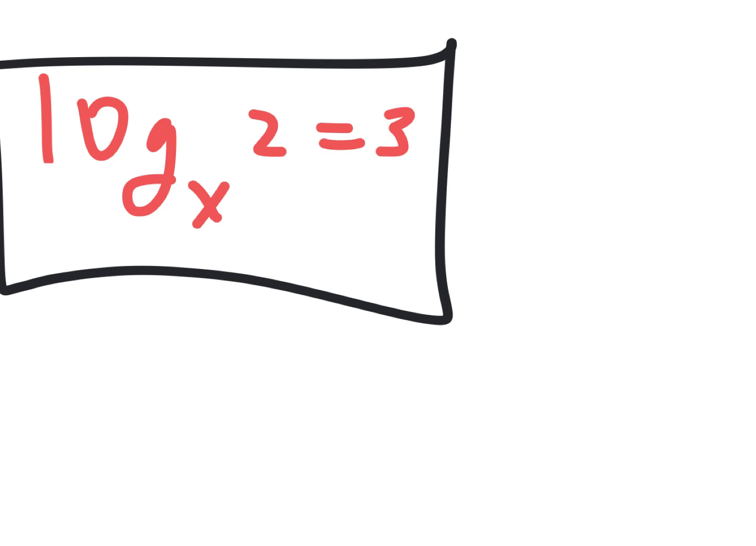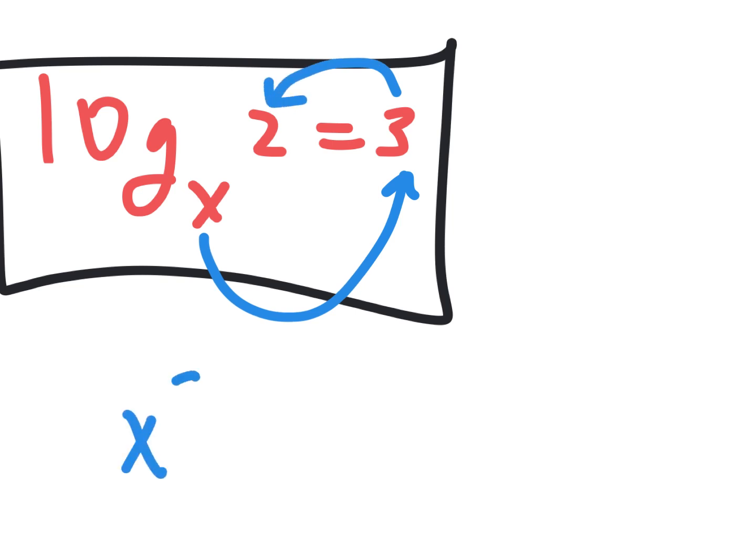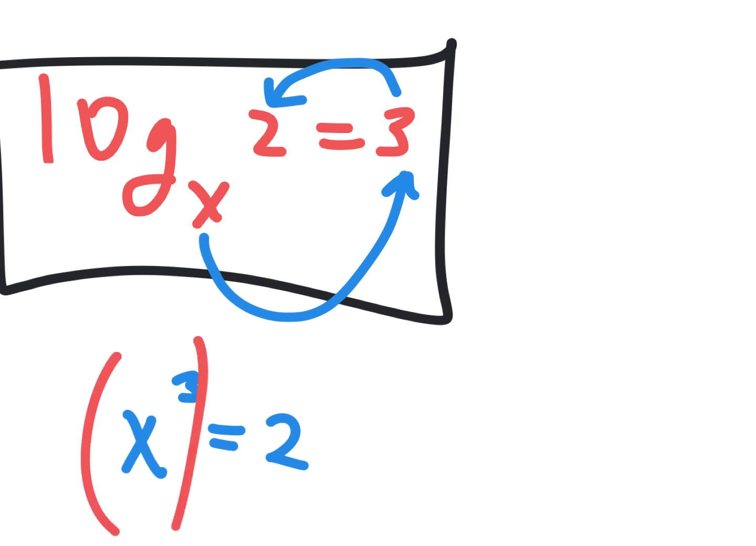Brody, what'd you rewrite it as? Is it 2 cubed equals x? Nope. Thank you for trying. It's the circle of logs. X to the third equals 2. All right, and then you could put this to the power of 1/3. So the final answer is 2 to the 1/3 power.